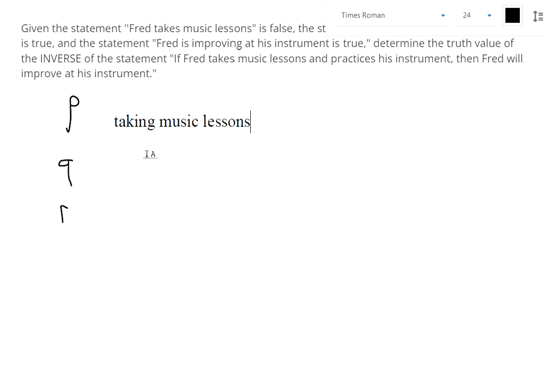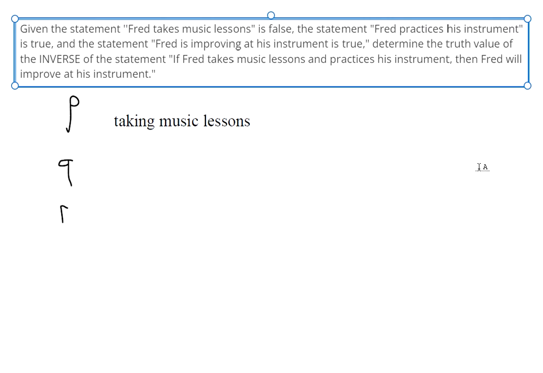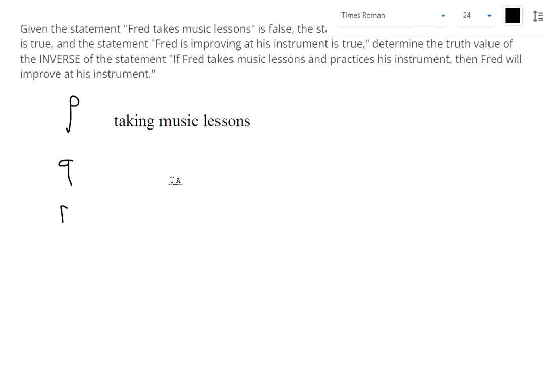Note that they're telling us that it's true, right? But it has two possible values before we know it's true. Either a person takes music lessons or they do not. Either a person, what was the other one here? Practices instrument. And then I think R is improving. Okay, and now we have three letters for each of these statements.